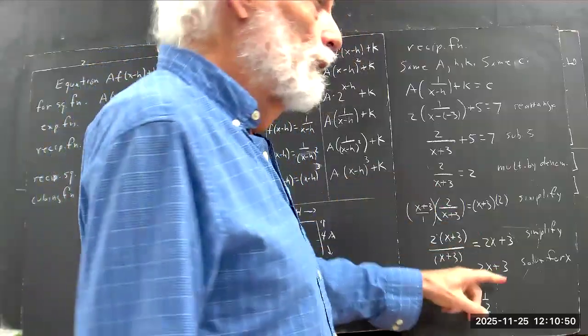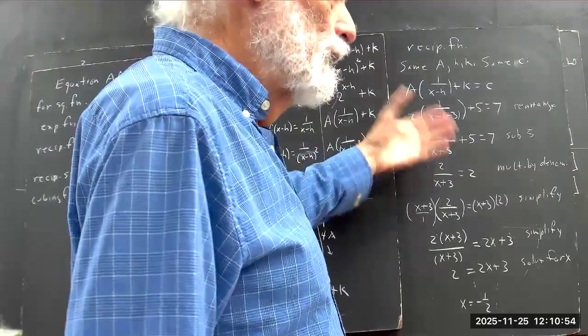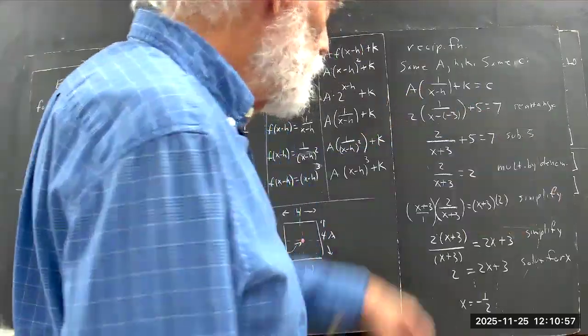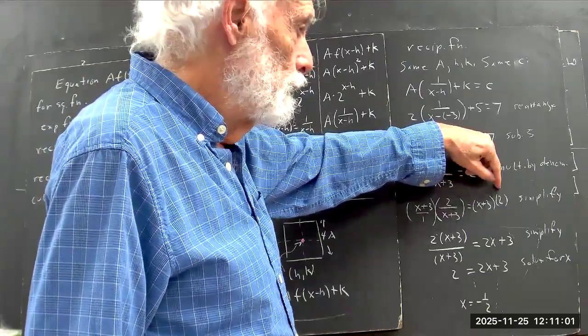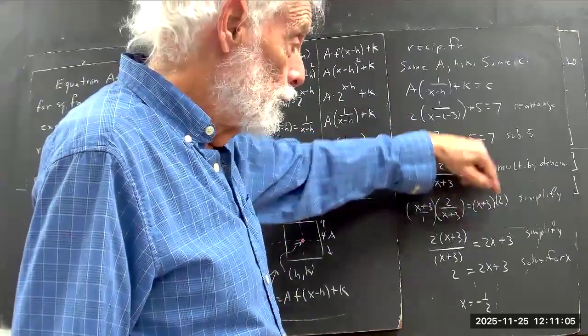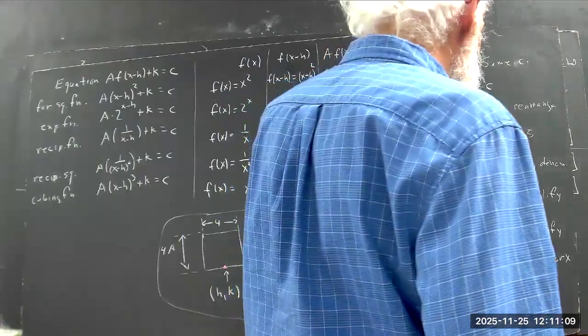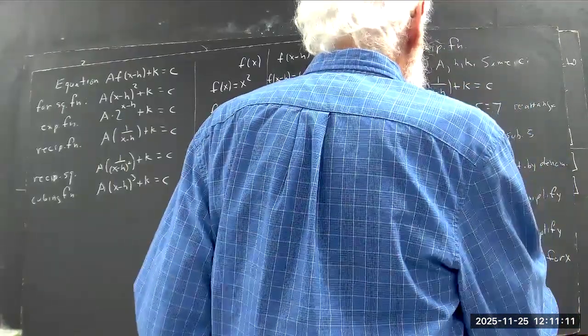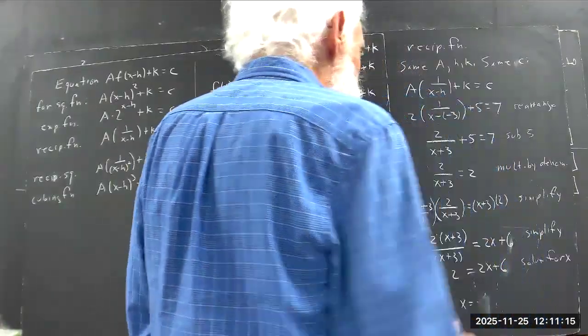Yep, I knew something was wrong. It didn't check. When I plugged -1/2 in here, I was getting fractions, and I can't get fractions. Well, I was careless. When I did x plus 3 times 2, I did something I commonly see students do. I multiplied the x by 2, but I didn't multiply the 3 by 2. That should have been 6.